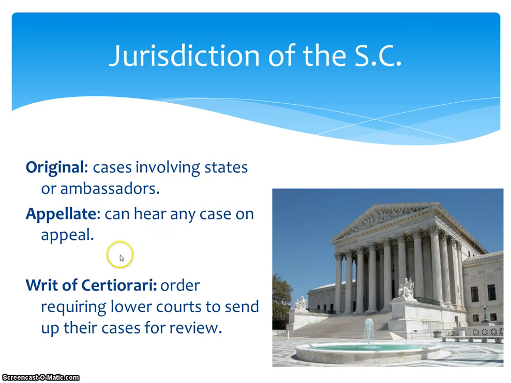Now, how do they request to hear it? Well, they issue something called the writ of certiorari, which is an order that requires the lower courts to send up their cases for review. So if a decision is made in the lower court and the Supreme Court hears about it and it's a very interesting issue and they'd like to weigh in, or they'd like to review the case, they can request it, and then it becomes one of the Supreme Court's cases. Now keep in mind that the Supreme Court gets offered thousands of cases a year, but they only have time to hear maybe between 100 and 200 cases. That's all that they practically have time for.